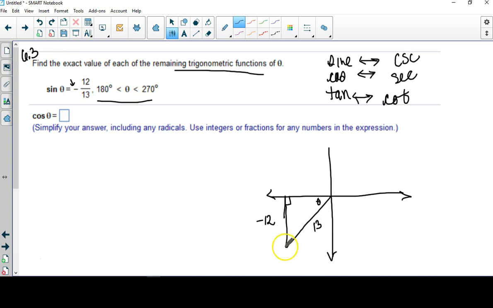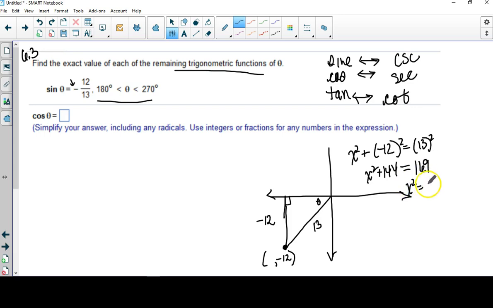So this is my point that would be on the circle. So the y portion would be a negative 12, but I don't know the x. But I can find the x using the Pythagorean theorem. So I got x squared plus 144 equals 169. I got x squared is 25. So x, all right, now here's where this is also sneaky.